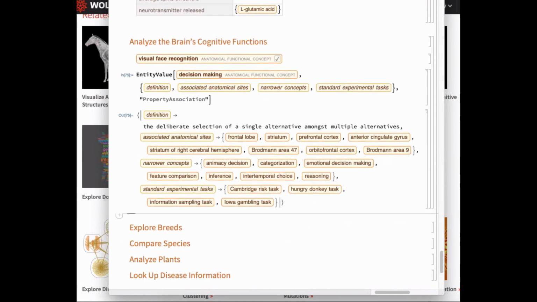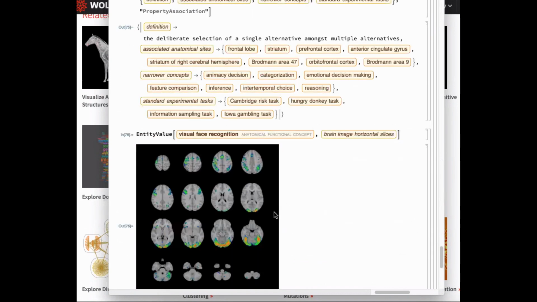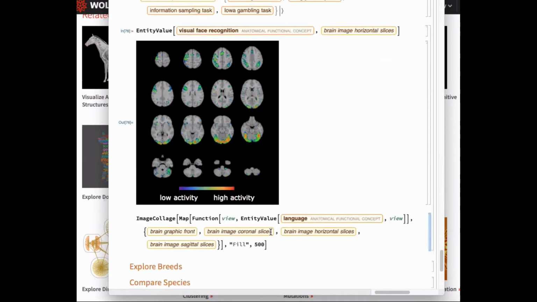And furthermore, you have access to statistical maps of brain activity illustrating the brain's cognitive processing ability. For example, find an image of a horizontal slice of the part of the brain associated with visual face recognition. This is based on meta-analysis of fMRI studies. And with a very simple line of code, we can also easily create a collage of brain graphics built from front with its coronal, horizontal, and sagittal image slices.